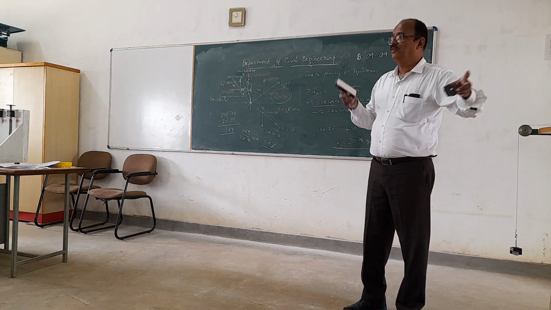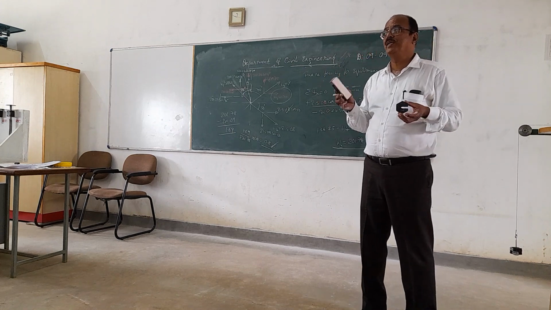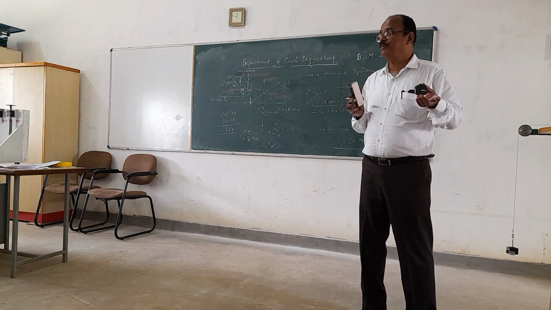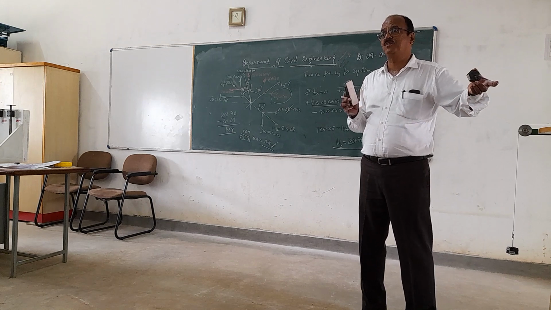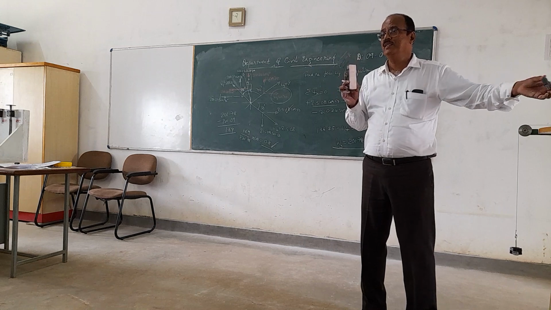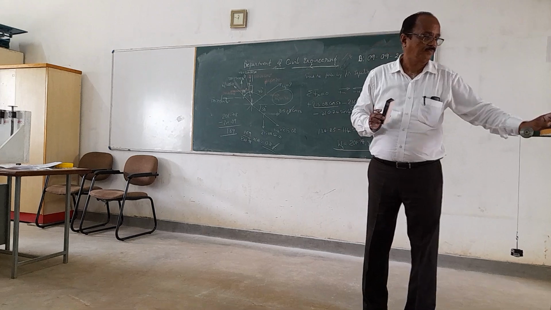Now we have demonstrated experimentally what equilibrium means and how it occurs for a concurrent force system. The net resultant must be equal to 0 for equilibrium. That we have studied. Is that clear? Okay, I'm done.